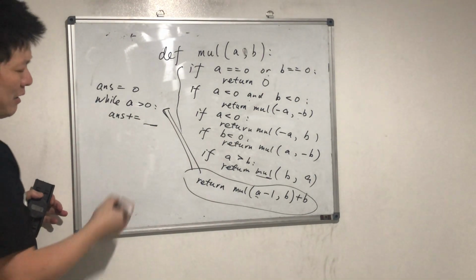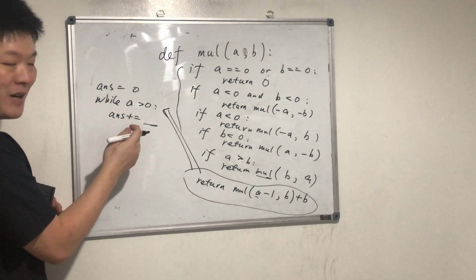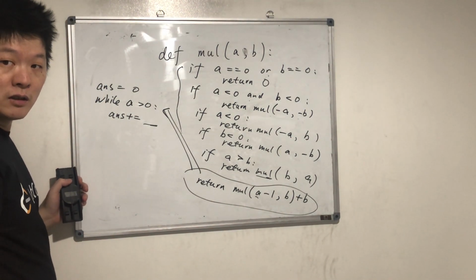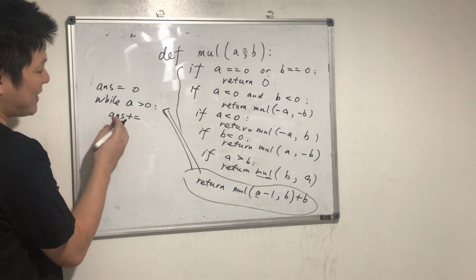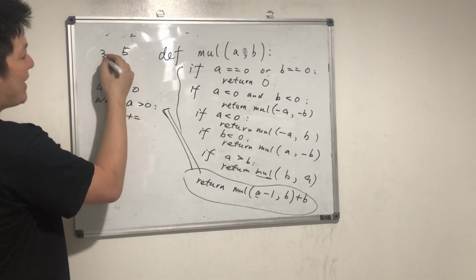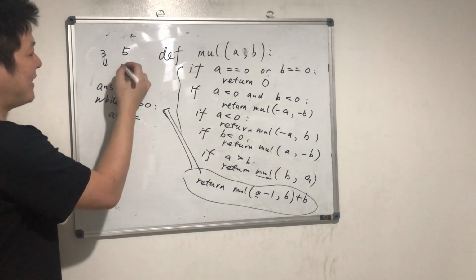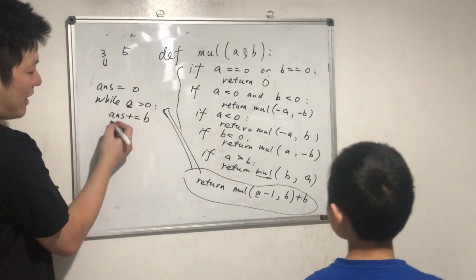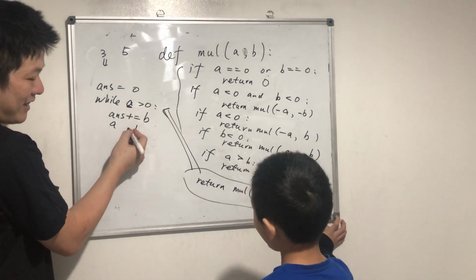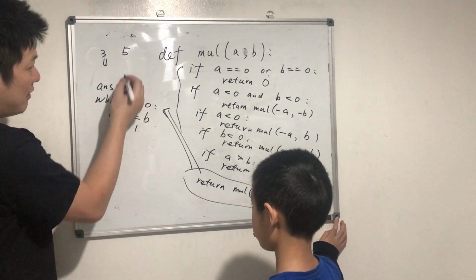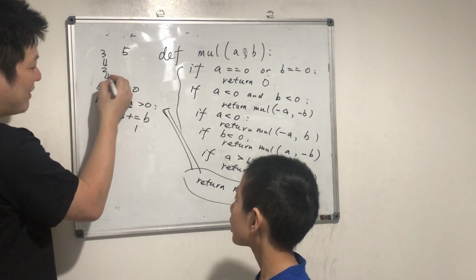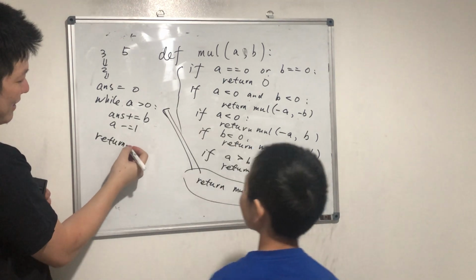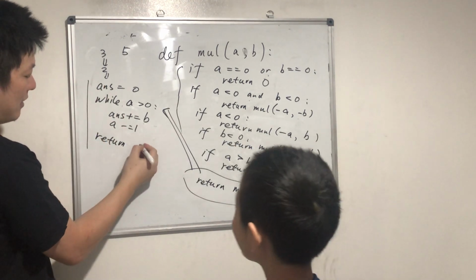Plus equals 1? No. We are adding what? No, I'll read. While A is bigger than 0. A is 3, B is 5. While A, 3, is bigger than 0, we are adding to the answer what? B. And then we need to decrement A. A becomes 2, so we need to make it minus equals 1. And then return what? Return the answer. Well done.